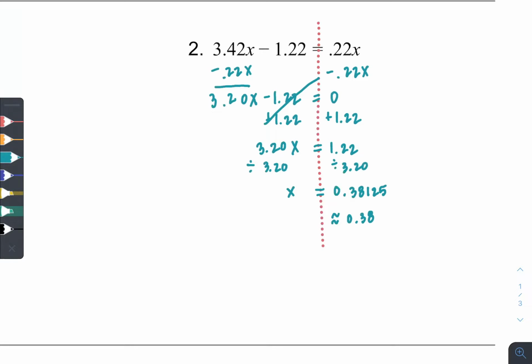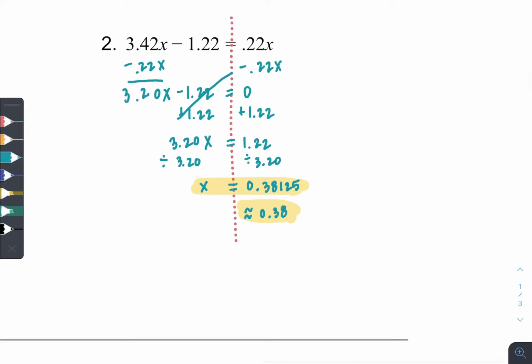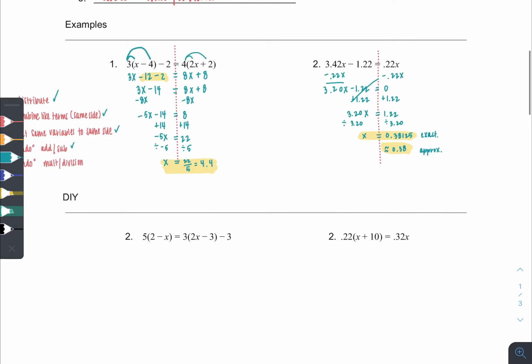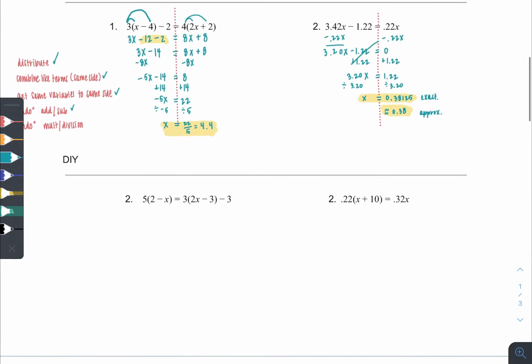So that right there is our final answer. So I'm going to highlight this, and I'm going to highlight this. So this right here is exact, and this right here is approximated. All right, so I want you to go ahead and do these next 2 problems on your own.